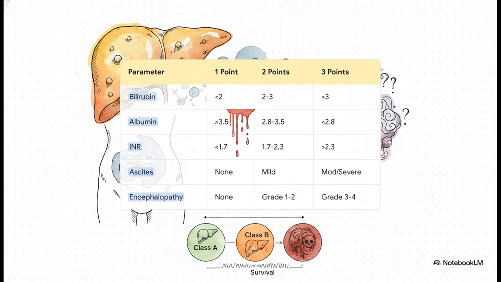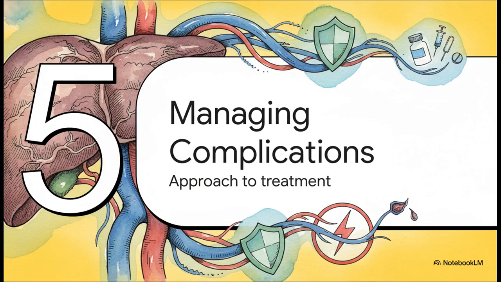hepatic encephalopathy. The total score classifies cirrhosis into Class A, which is well compensated, Class B, or Class C, which is decompensated. And this score correlates really strongly with 1- and 2-year survival rates. It's worth mentioning, though, that the MELD score, which only uses lab values, is now more commonly used for prioritizing patients for liver transplants.